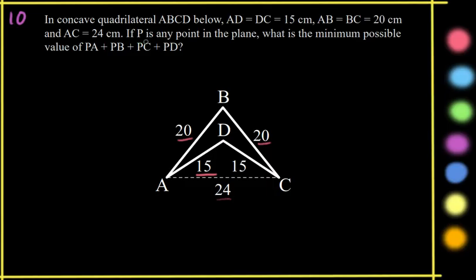It says, if P is any point in the plane, what is the minimum possible value of PA plus PB plus PC plus PD? Okay, so we can put P anywhere, but obviously if we put P out here, that's not going to be good, because anytime we move it in this direction, it's going to get closer to all the points, right?